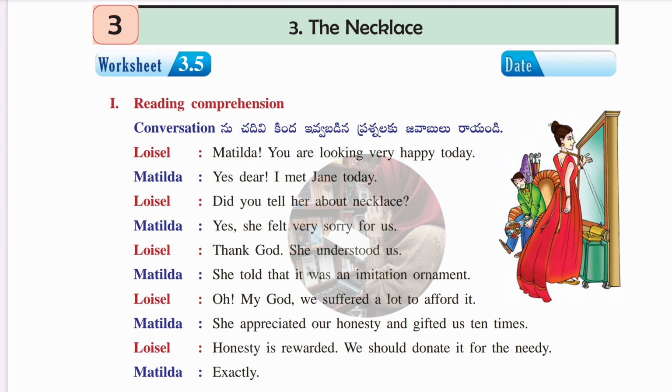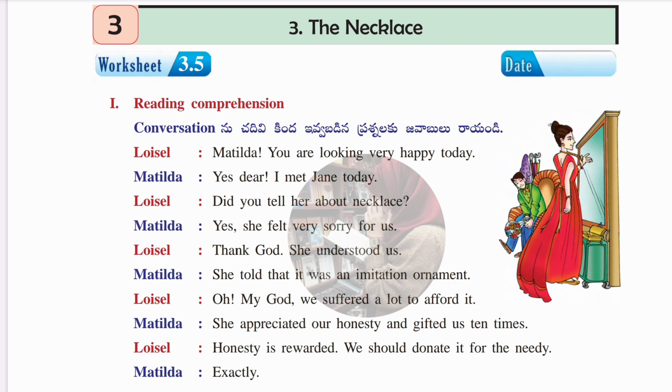Loisel: Matilda, you are looking very happy today. Matilda: Yes, dear, I met Jane today. Loisel: Did you tell her about the necklace? Matilda: Yes, she felt very sorry for us. Loisel: Thank God she understood us. Matilda: She told that it was an imitation ornament. Loisel: Oh my God, we suffered a lot to afford it. Matilda: She appreciated our honesty and gifted us 10 times. Loisel: Honesty is rewarded. We should donate it for the needy. Matilda: Exactly.